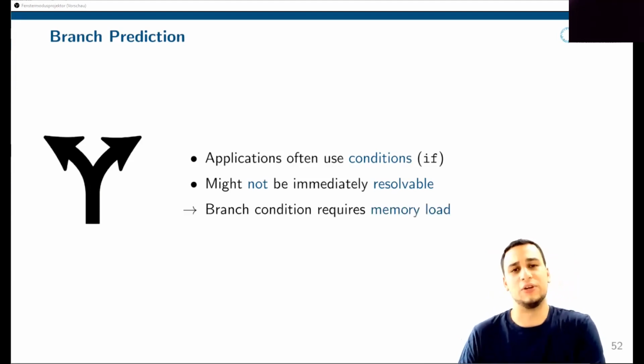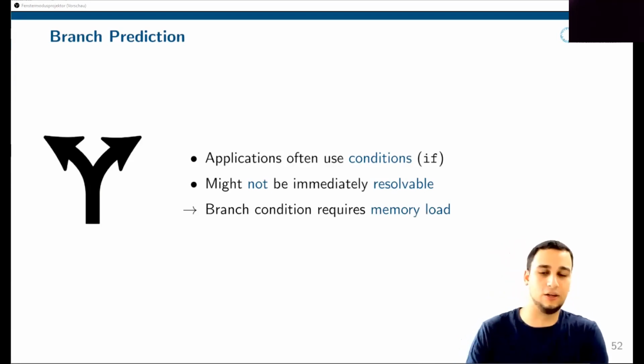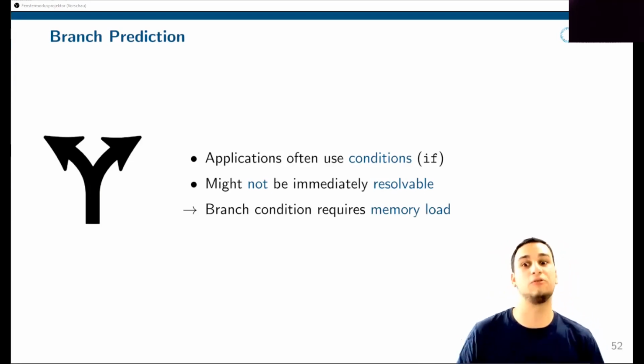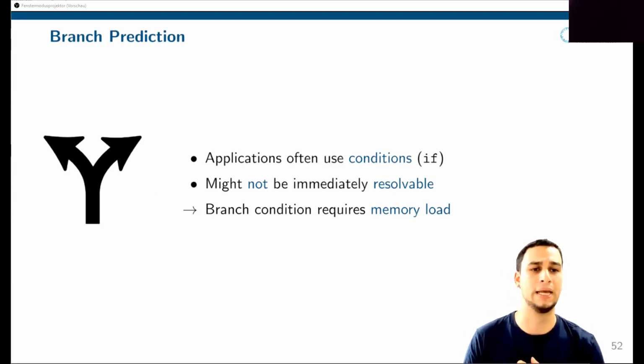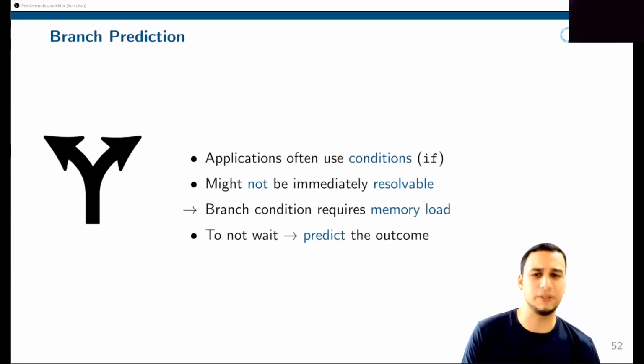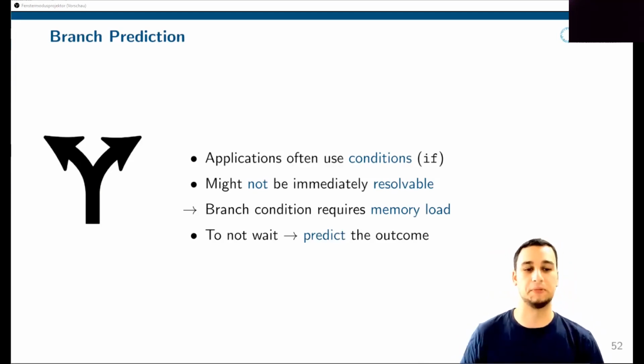And that takes really long, as we've seen. Loading the condition from memory takes hundreds of cycles, and then the CPU can't continue. So this is a problem because the CPU doesn't like to wait. That wastes a lot of time. So what the CPU does is, for these ifs where the condition is not resolved, it simply predicts the outcome. It can only be true or false anyway.